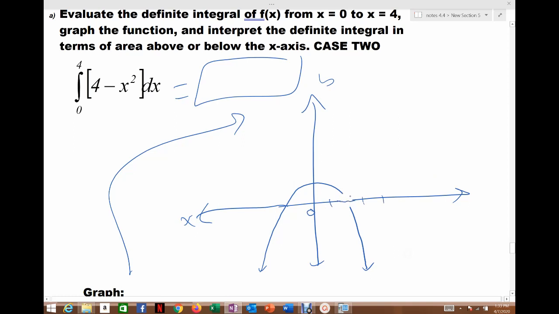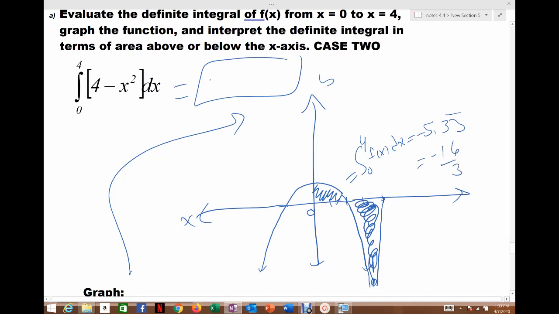That actually hits it at 2. 4 is over here, and if we shade it in, it actually does go off my page. Alright, the calculator shades it in and finds that that comes out to negative 5.33 repeating, or negative 16/3 if you prefer. So either one of those would be fine. Alright, negative 16/3 or negative 5.33 repeating.